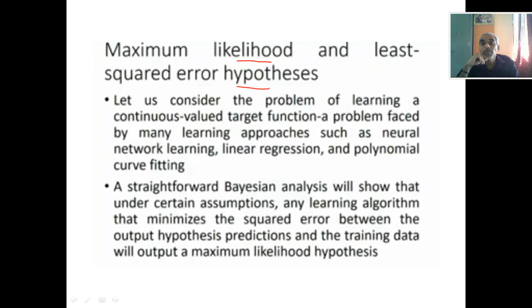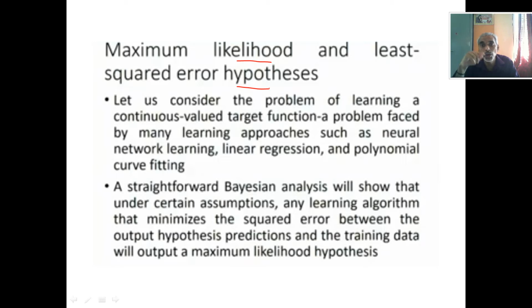Now let us consider the problem of learning a continuous valued target function. What does continuous valued target function mean? Say for example, you want to predict the price of a car. There are a lot of machine learning applications. You want to sell a second-hand car in the market, but before selling you don't know at what price you might sell it. Based on certain features, you are going to sell that car. You may sell it for 1 lakh, 1,10,000, 1,20,000. These are different values. That is continuous value. It is not discrete. Discrete means either yes or no, either true or false, 0 or 1.